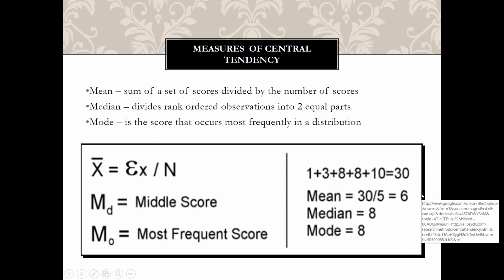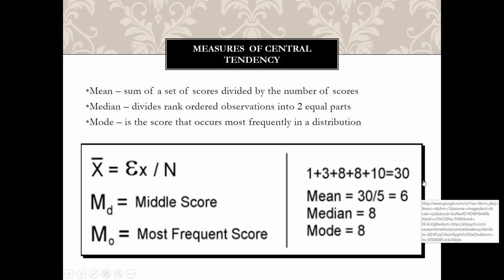Now, the other thing we get in descriptive statistics is measures of central tendency. So the mean, the median, and the mode. So you remember the mean is your average. It's the sum of the set of scores divided by the number of scores. The median is when you divide rank-ordered observations into two equal parts, the one that's in the middle. And then the mode is the score that occurs most frequently.